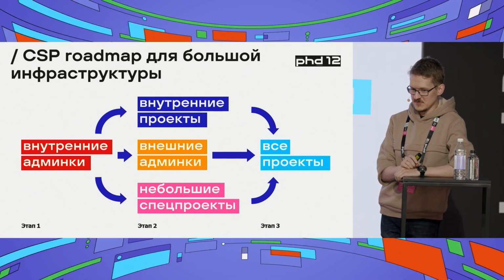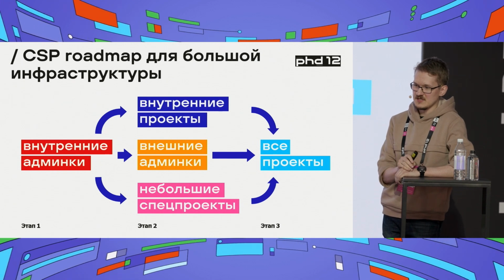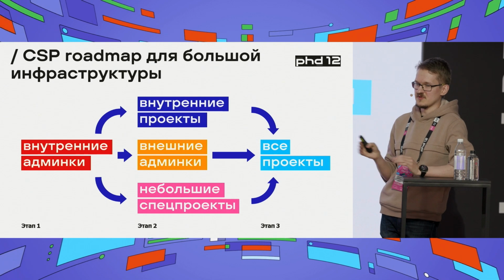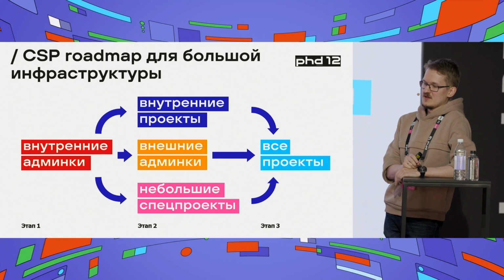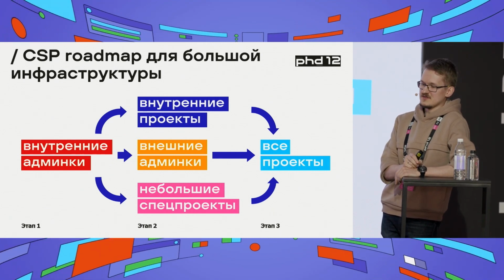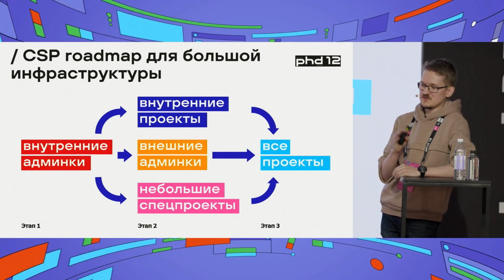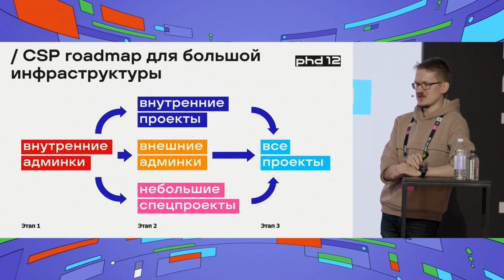CSP roadmap is how we implement CSP for our projects. We started from the internal admins, internal projects, external admins, small special projects, and ultimately we end up with all of the projects. We start with the internal admins because they are the more critical ones in our projects, because they undermine the rest.